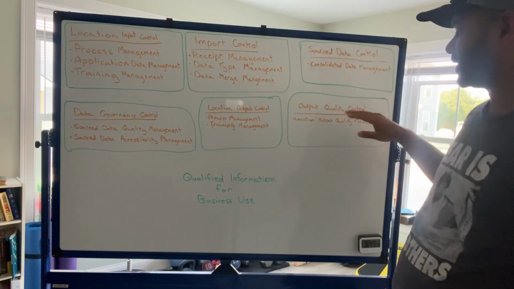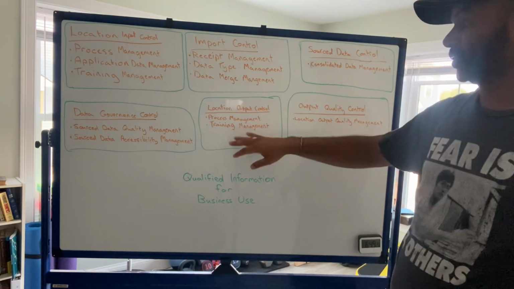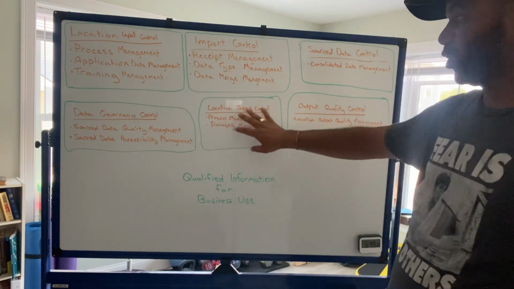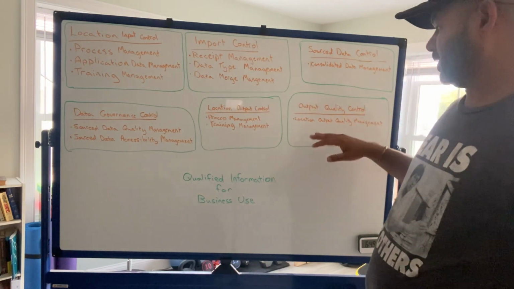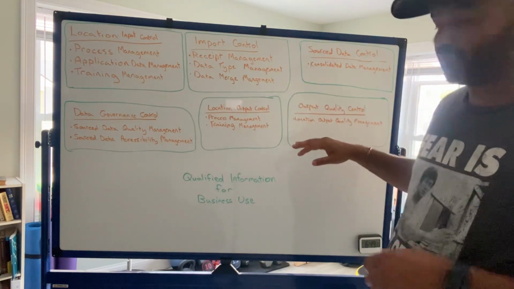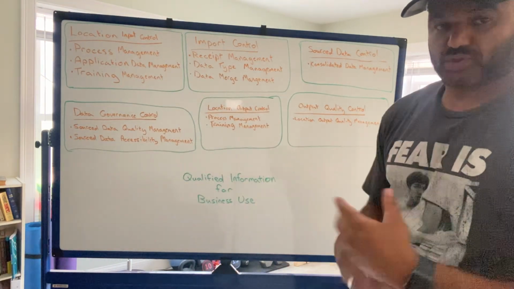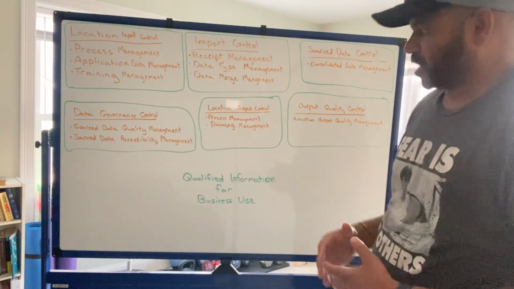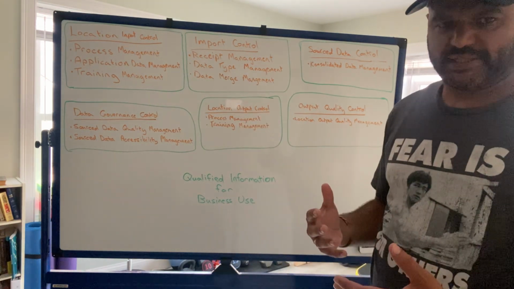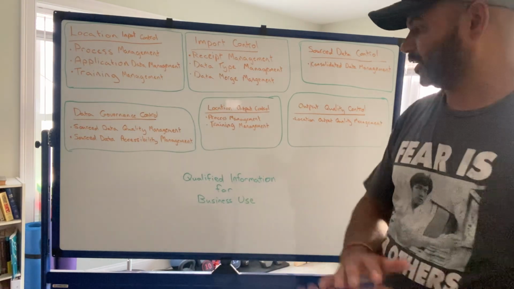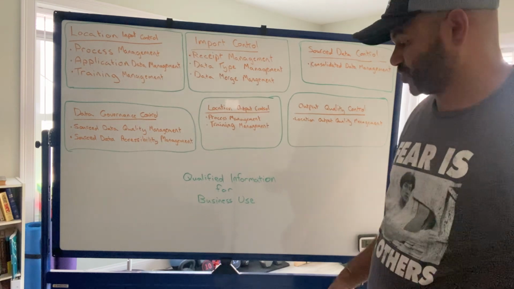And then finally, we've got the output quality control, and that is just making sure that the location outputs are fine. Similar to the import control, but less work involved, more just literally a quality control to check, all right, are they using the data appropriately? Are they presenting it in a way that's accurate, mostly? And then once you get all of that, you have qualified information for business use.